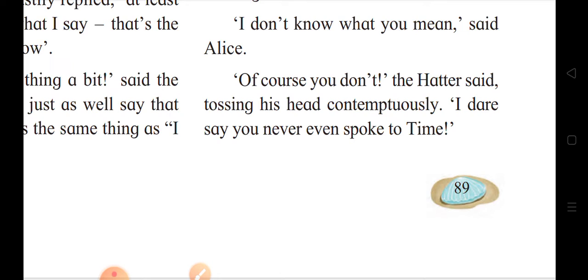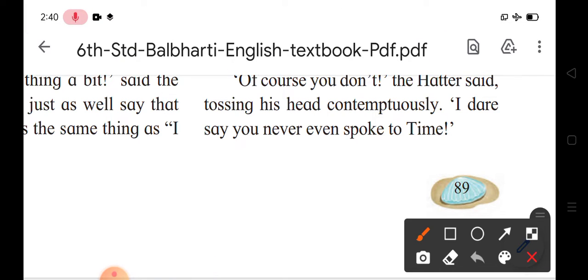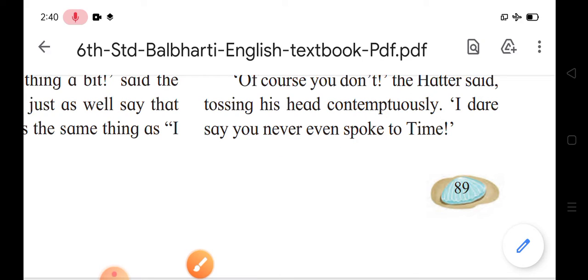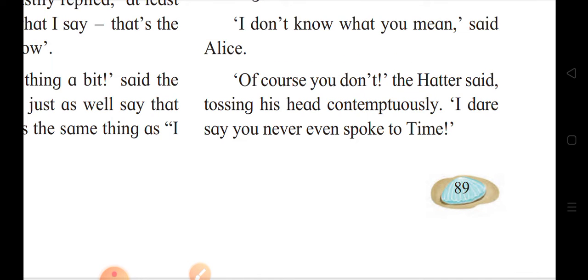Tossing his head, he said contemptuously. Contemptuously means scornfully or without any respect. "Of course you don't," said the Hatter, tossing his head. Tossing his head means moving it round and round like this. "I dare say you never even spoke to time." I dare say means I'm sure that you must have never spoken to time before.